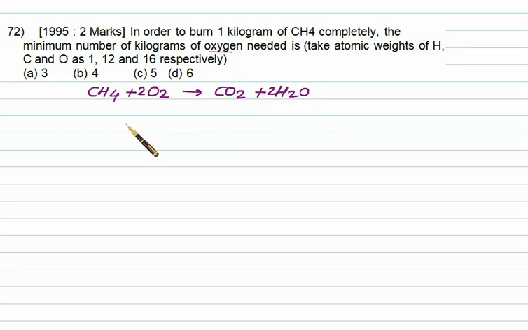This is a simple reaction. Now here C is 12, hydrogen is 4, so CH4 will be equal to 16. This is 32 and this is 64. To burn 16 kg of methane will require 64 kg of oxygen. So to burn 1 kg of methane, we require 64 by 16, that is 4 kg of oxygen. Choice B is correct.